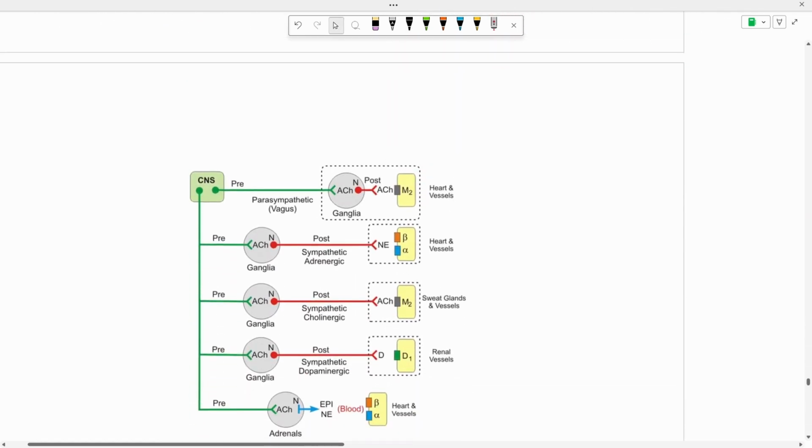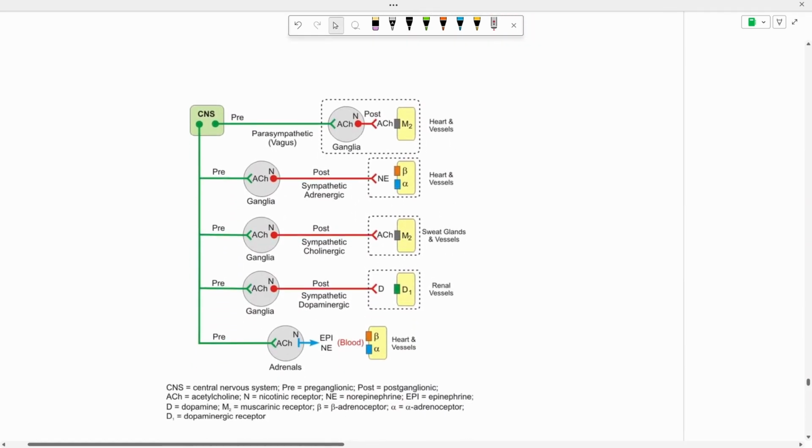So here's that diagram I was telling you before. This is a great diagram that covers the last 5 slides. So we have our parasympathetic. The majority of parasympathetic is going to be from your vagus nerve. That's the dominant of our parasympathetic system, goes via the vagus nerve. So you see parasympathetic, always going to be acetylcholine onto a nicotinic receptor. I'm sorry, muscarinic in the heart and the vessels.